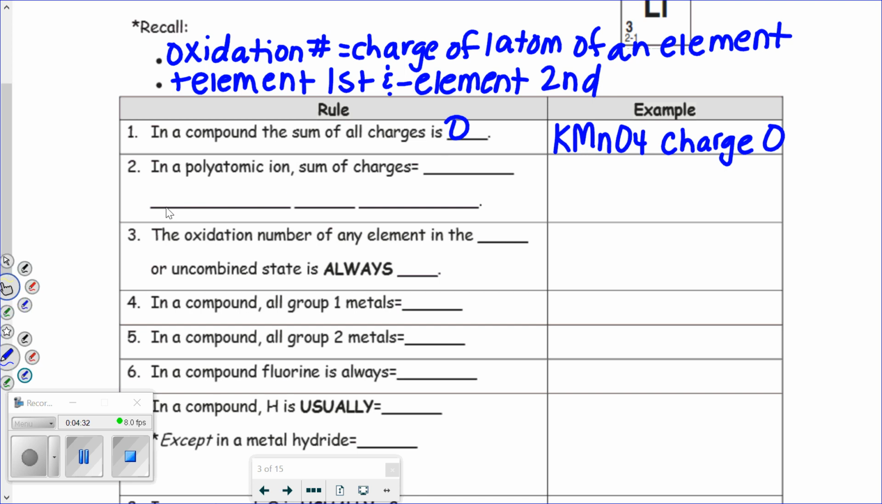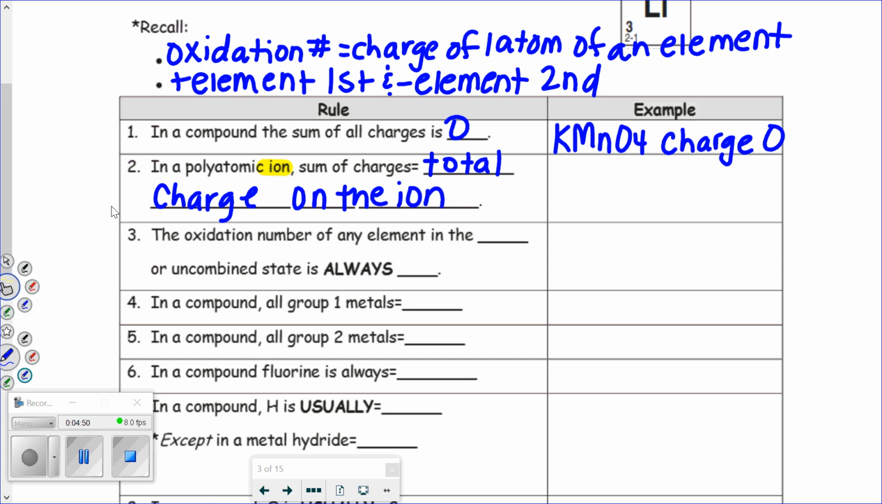Our second rule: in a polyatomic ion, remember an ion is a charged particle, the sum of the charges is not equal to 0. It's actually equal to the total charge on the ion.